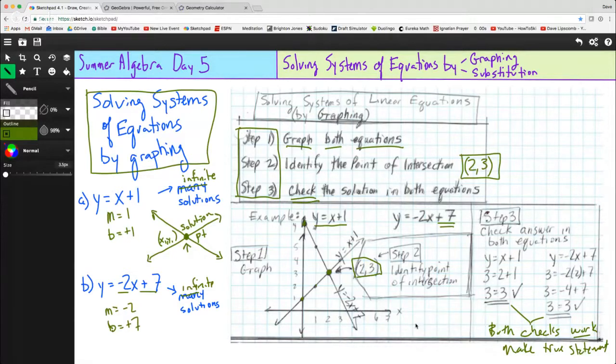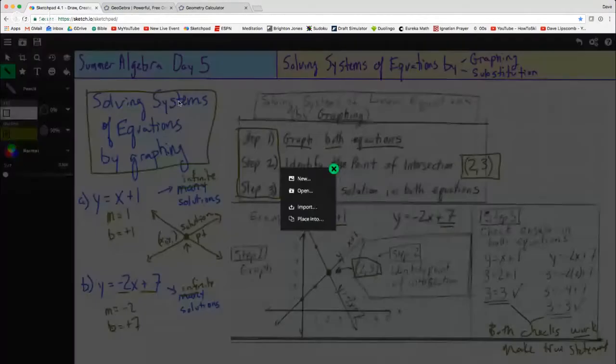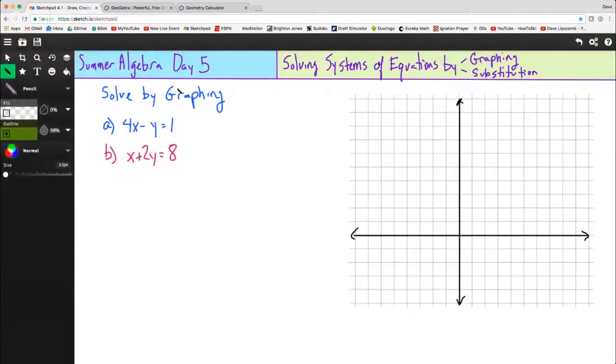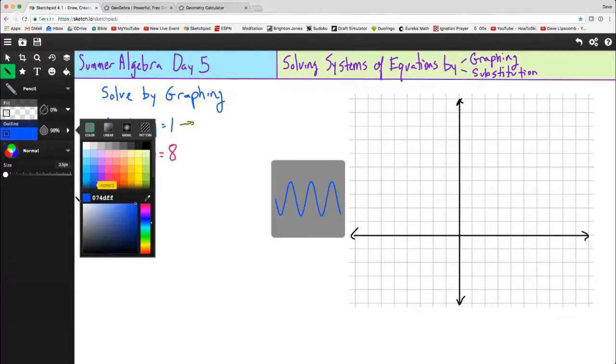Okay, so let's go through solving two other systems of equations, and we'll do it from scratch using our three steps. We're going to solve by graphing, starting with the first equation. Notice that we can't graph this equation very easily, so we have to put it in point-slope or slope-intercept form. This is not in slope-intercept form, so let's go about doing that.